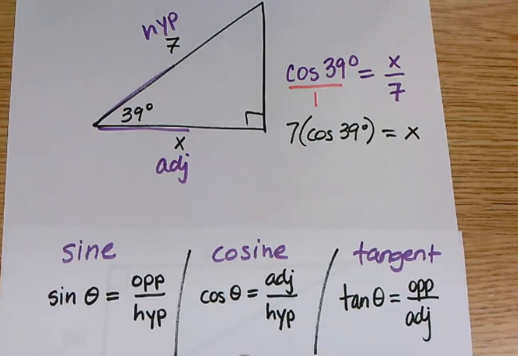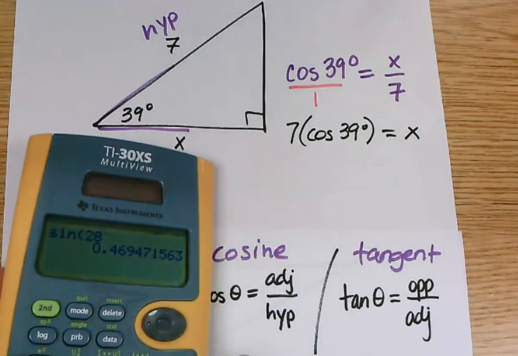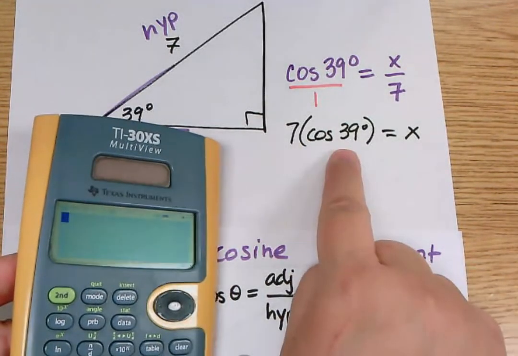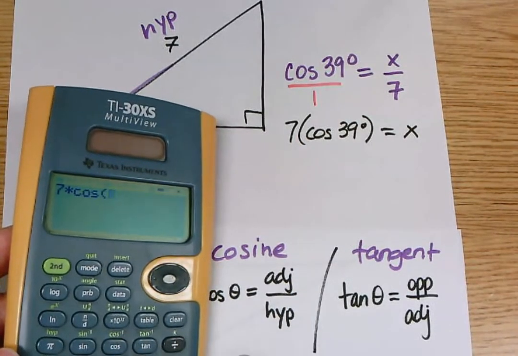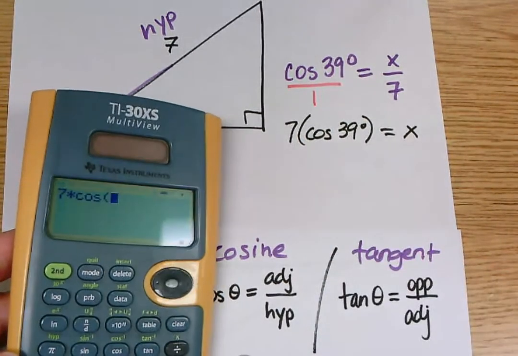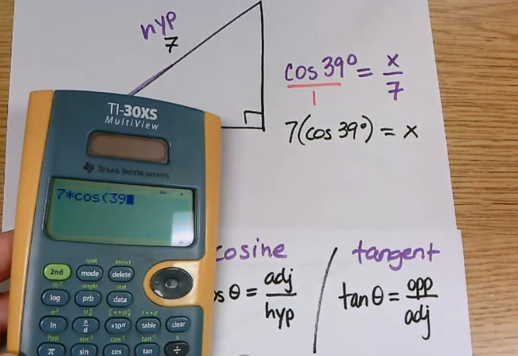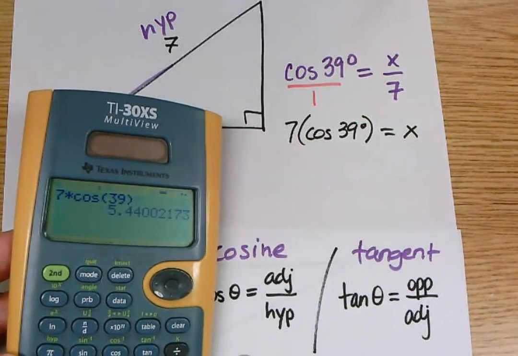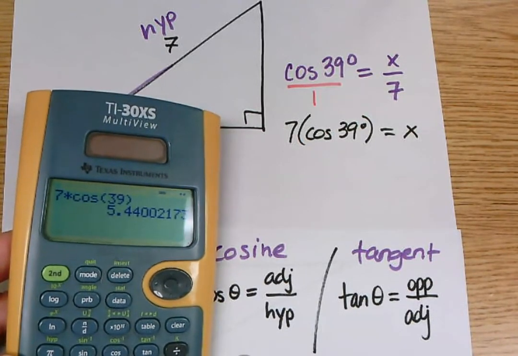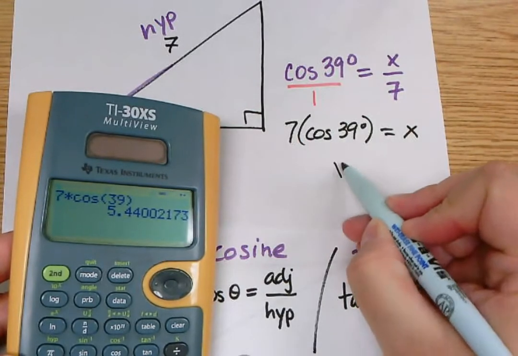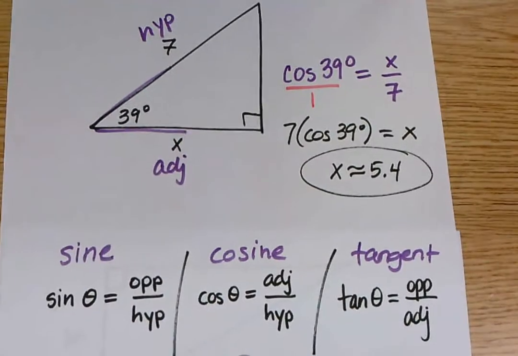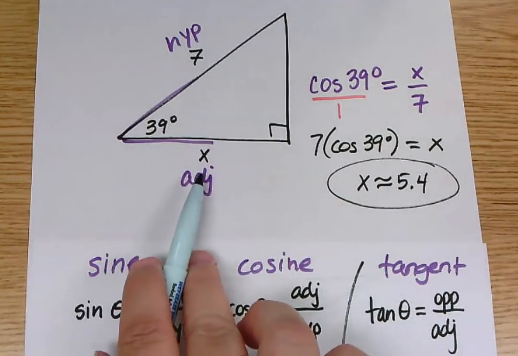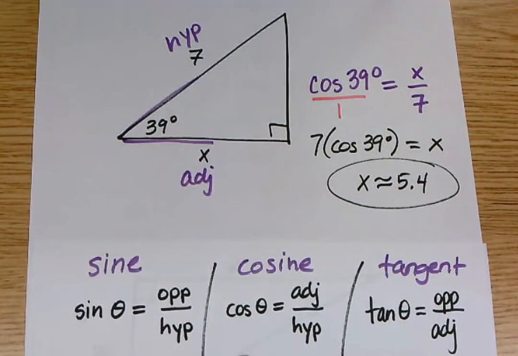Is x alone? If x is alone, now it's time to pick up the calculator because this tells me what to put in the calculator. If x was not alone here, I would keep going. This tells me x can be found by doing 7 times cosine of 39. I never pick up my calculator until x is alone. 5.44, I'm going to round to the nearest tenth. So x is about 5.4. And that's my answer. Also, notice it makes sense because that's a leg of the triangle, and the legs should always be smaller than the hypotenuse.